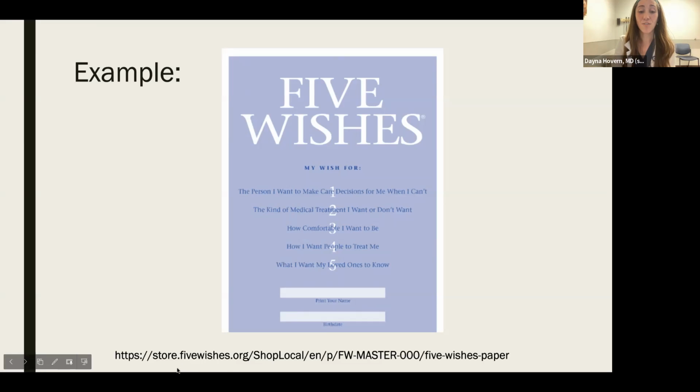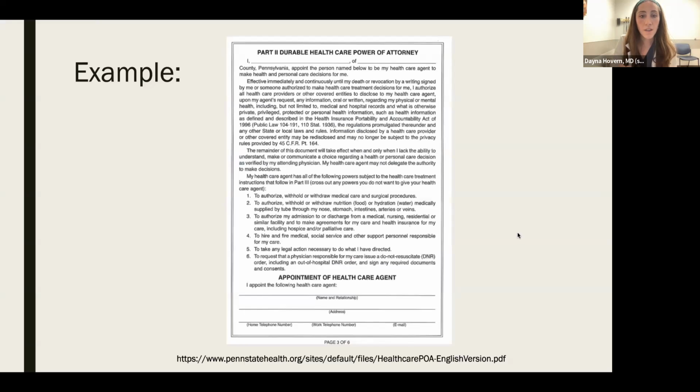And you can find it online at the 5 wishes. So people tend to really like this one a lot. Okay. This one was through Penn State. And then this one is the medical power of attorney.